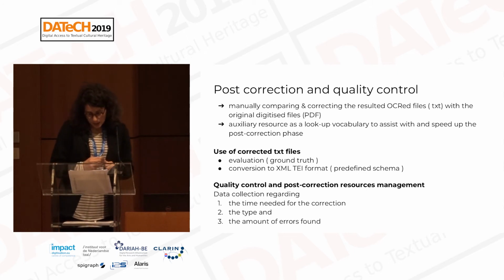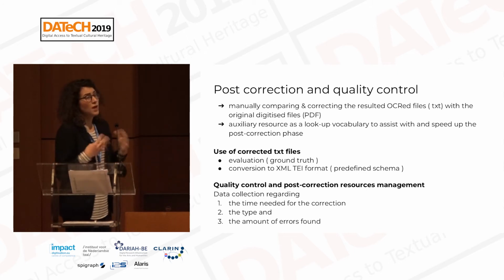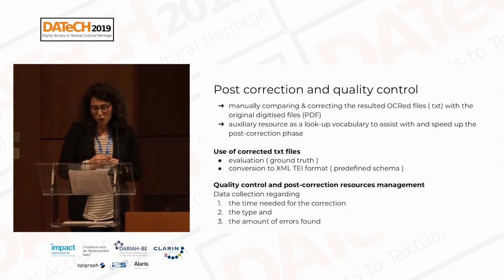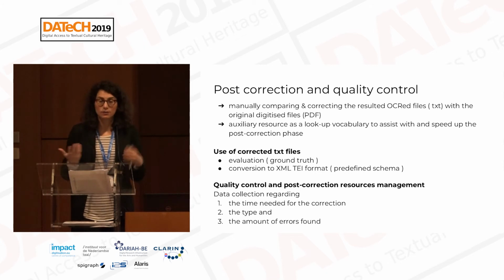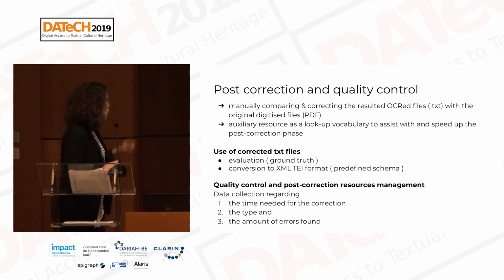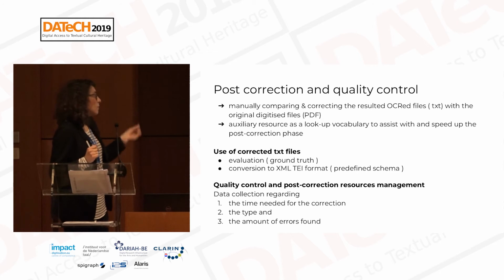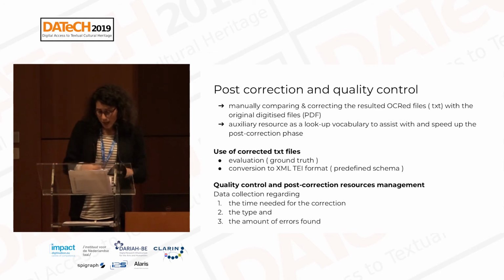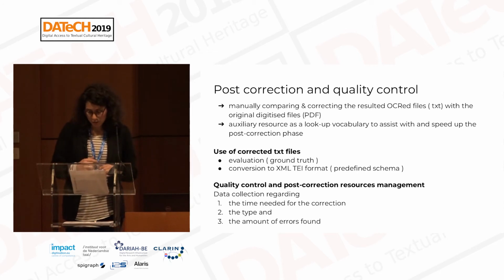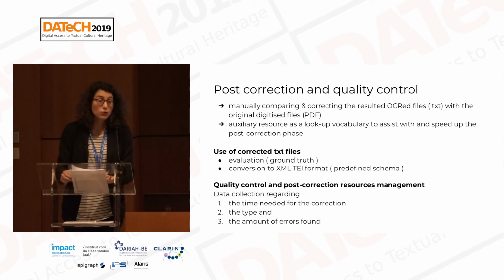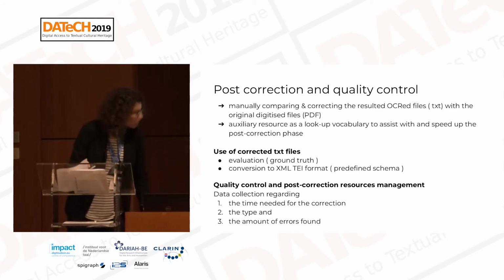During the process, we collected three variables in order to document the quality control and the resources that we needed for this step: the time needed for the correction per page, and the type and the amount of error found. This will give us an estimate of the effort and the resources needed for future funding and for future use of this workflow.